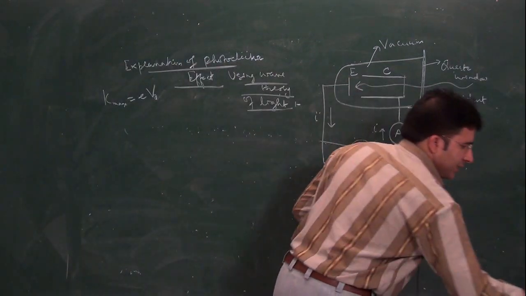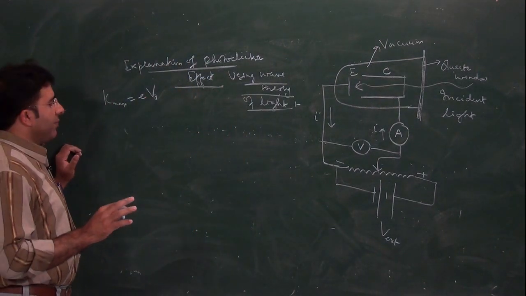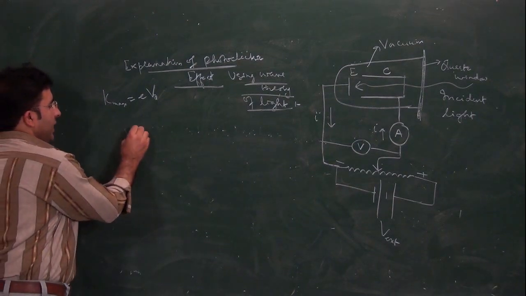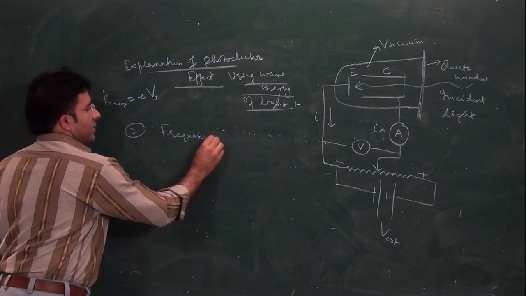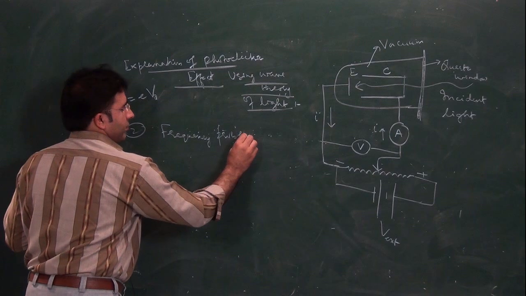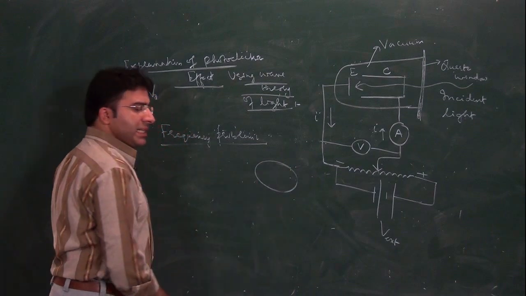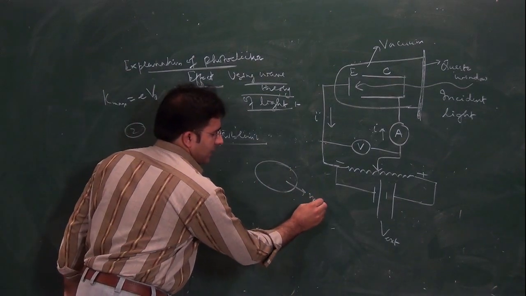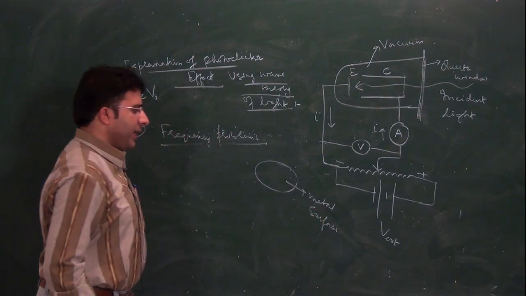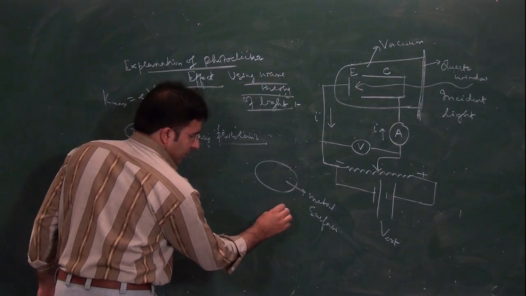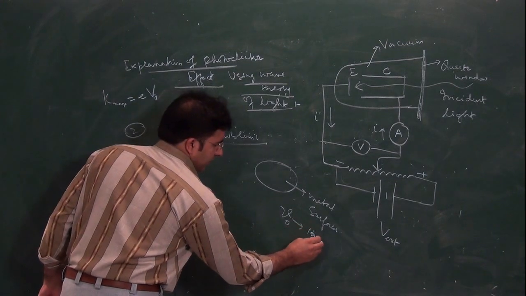The second problem which arises when we try to explain the photoelectric effect using the wave theory of light is called the frequency problem. What is that? Experiment says if you have some metal surface, for this metal surface there is a characteristic value of frequency nu naught called the threshold frequency.